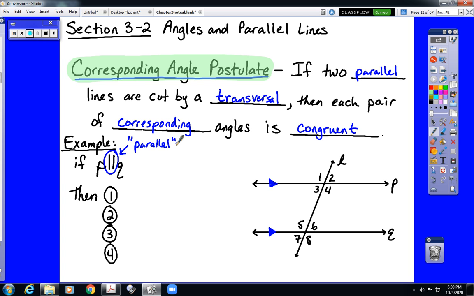those same 8 angles that we discussed in the previous section. We discussed in the previous section that that would create 4 sets of corresponding angles. So if P is parallel to Q, what that tells us is that angle 1 is congruent to angle 5, angle 2 is congruent to angle 6, angle 3 is congruent to angle 7, and angle 4 is congruent to angle 8. Because those are the 4 pairs of corresponding angles in this picture.